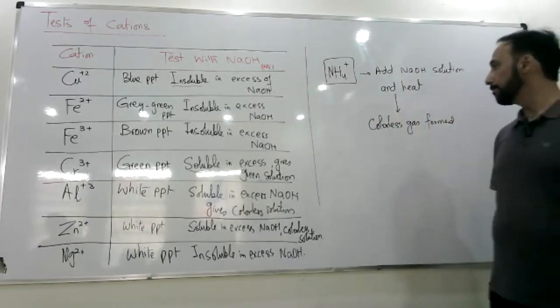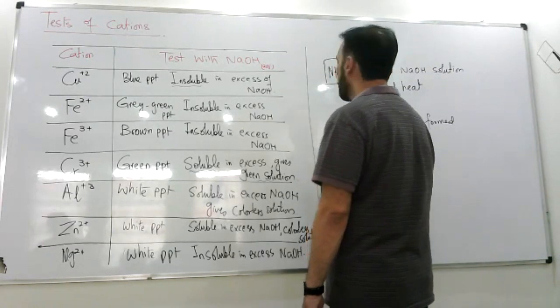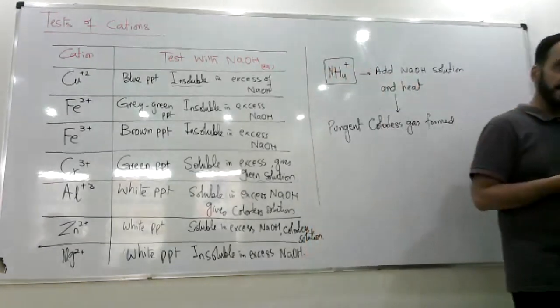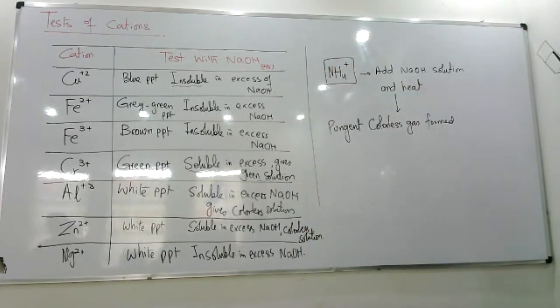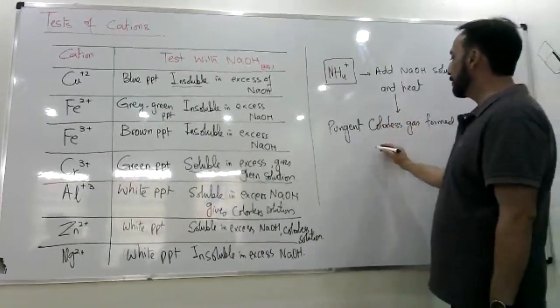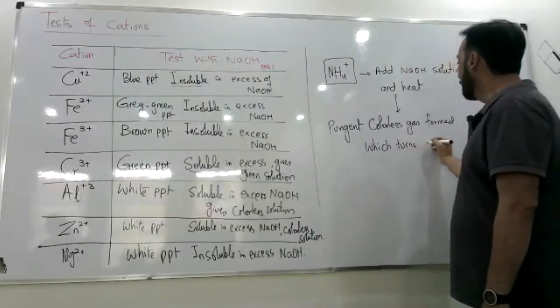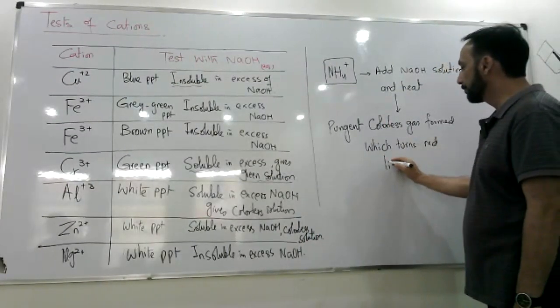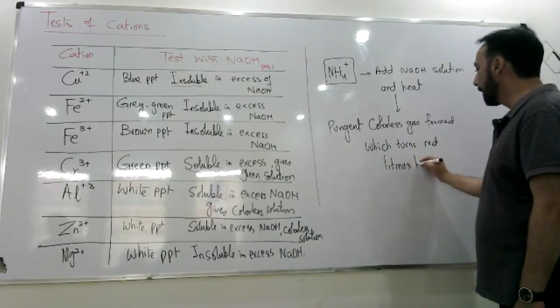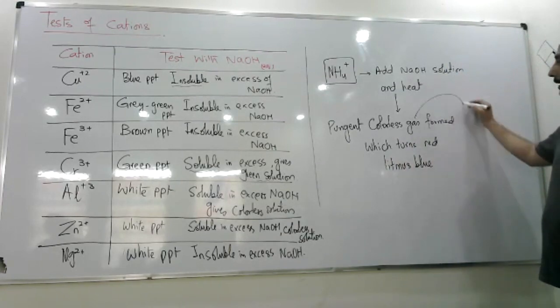Colorless, pungent. Pungent is something which you can smell. A gas that you can smell is called pungent. Irritating is a pungent colorless gas which turns red litmus blue. So that gas formed is ammonia, in fact.